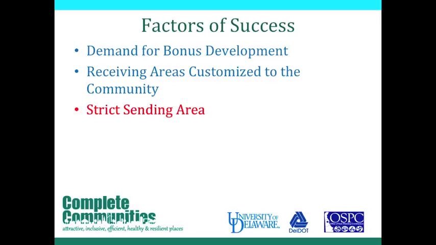Because TDRs are a market-driven tool, farmers in the sending area must have an incentive to sell their development rights to a developer in the receiving area. In practice, the governing body should downzone or reduce the development potential in the rural sending areas to give landowners the incentive to sell their development rights.